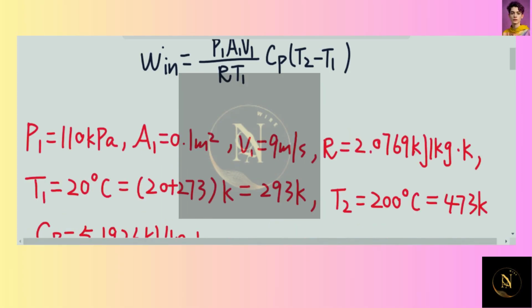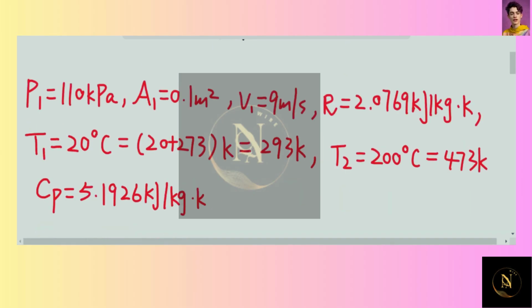So we know the inlet pressure is 110 kilopascal. The area is 0.1 meter squared, and the velocity is 9 meters per second. And we know the gas constant for helium gas is 2.0769 kilojoule per kilogram Kelvin. We know the inlet temperature is 20 degrees Celsius, which is 293 Kelvin, and the outlet or final temperature is 200 degrees Celsius, which is 473 Kelvin.